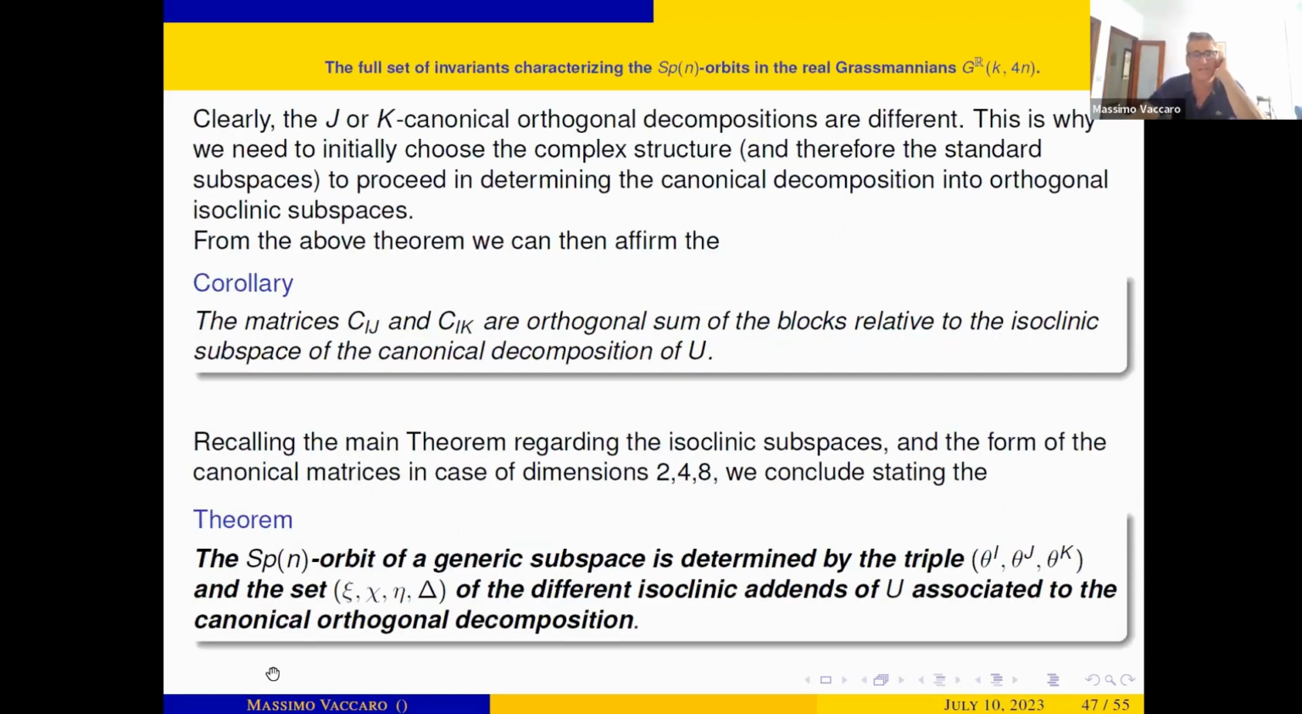From this theorem, the matrices Cij and Cik are orthogonal sums of the blocks that we already know relative to the isoclinic subspaces, which can be 2-dimensional, 4-dimensional, or 8-dimensional, no more. Then recalling the theorem about isoclinic subspaces, we conclude that the SPN orbit of a generic subspace is determined by the triple theta I, theta J, theta K, and the set of these 4 numbers, which are invariants of the different isoclinic addends of U associated to the canonical orthogonal decomposition. End of the story, I think.